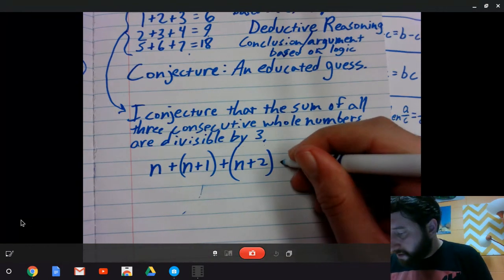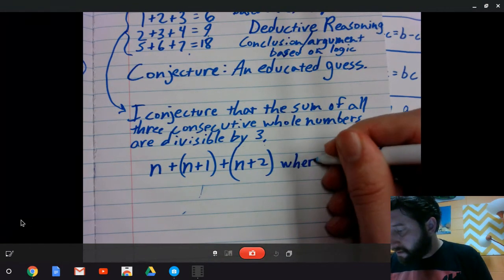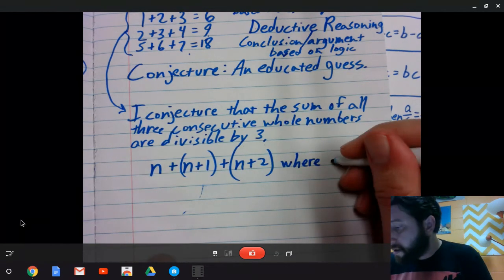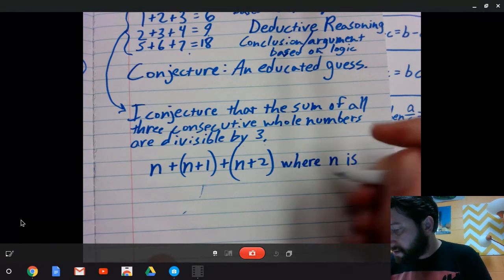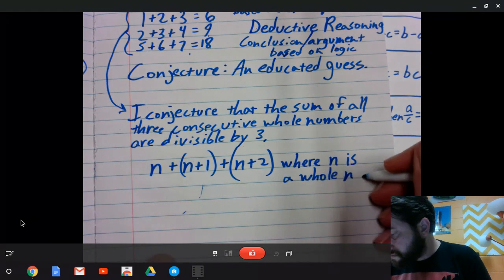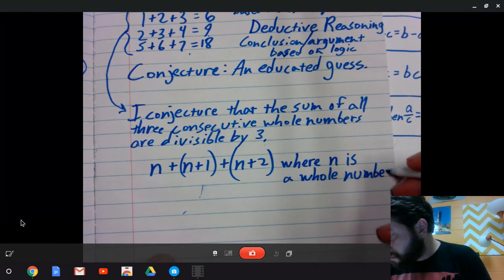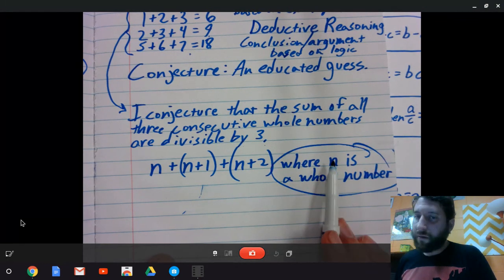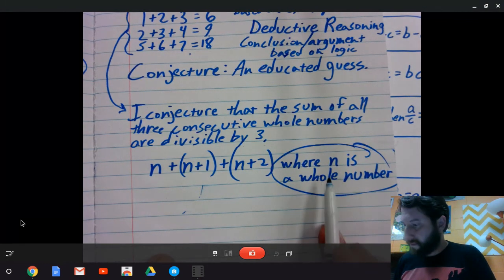And you always define it. What is n? Always define it. Because I don't know what n is. You have to tell me. Let's say where n is a whole number. Always, when you bring in a variable, always tell me what it is.